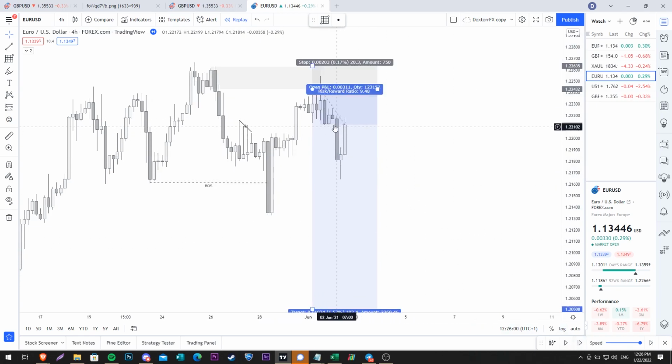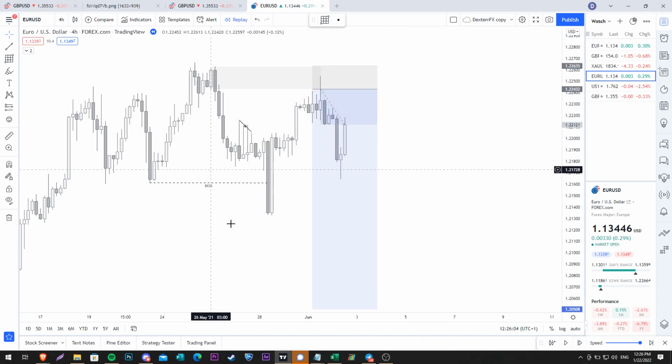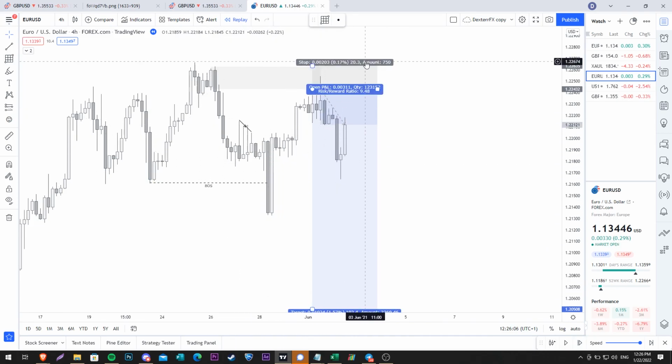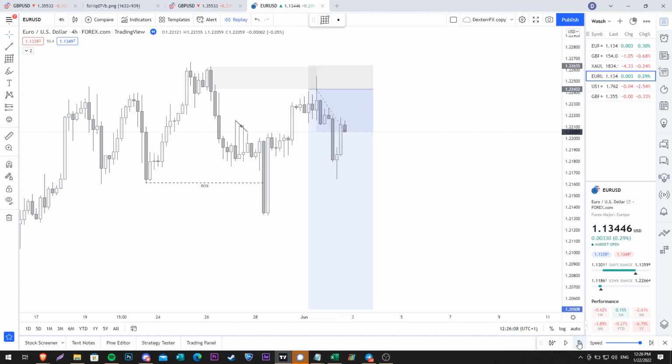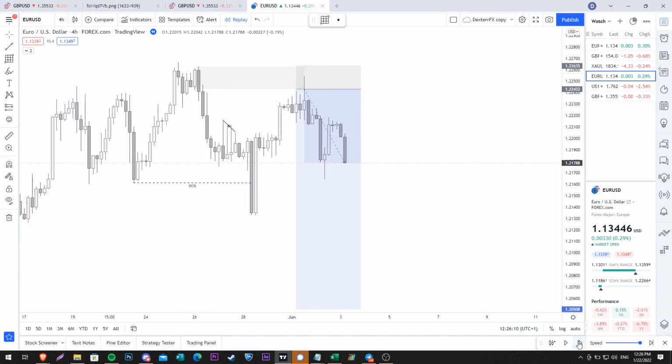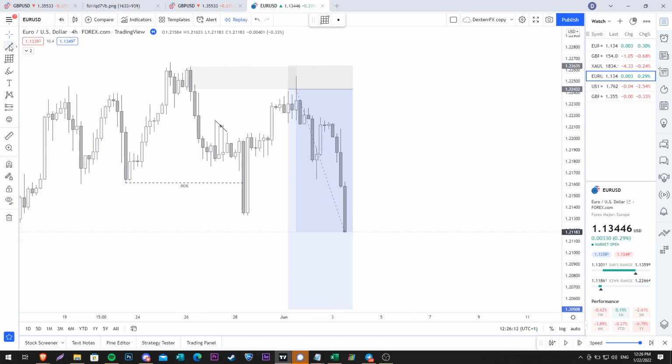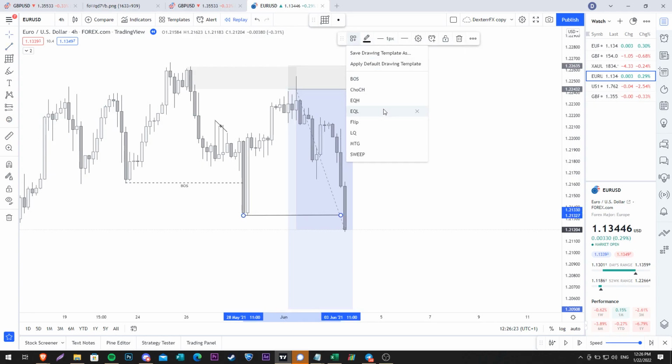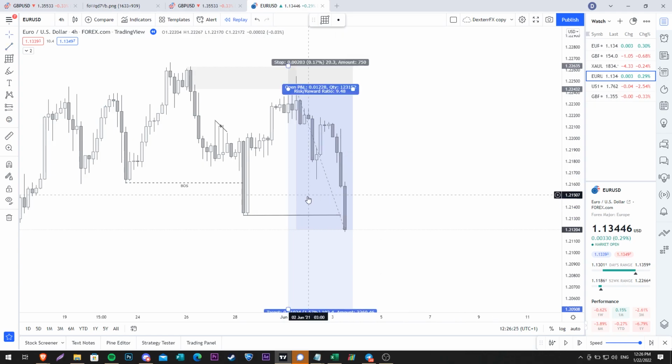So here we don't break any structure, so we can't take this other block here. Maybe in lower time frame we break some structure. Okay, price breaks structure here. So now following the order block, we will be able to mark a new zone.